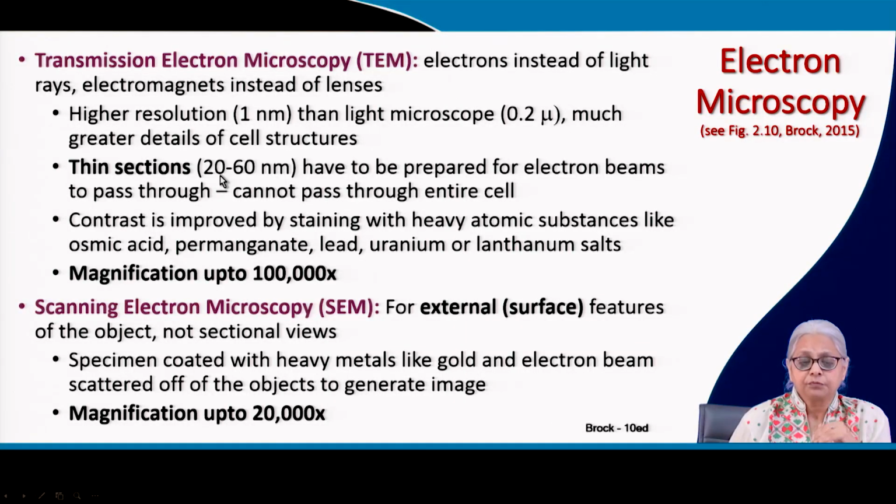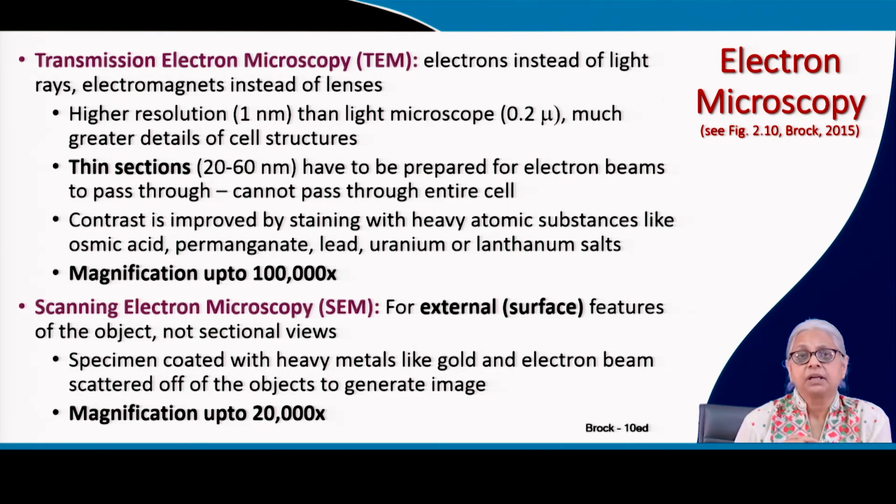Thin sections of 20 to 60 nanometers have to be prepared for the electron beams to pass through. They cannot pass through an entire cell. And for creating the sections, you need a fair amount of preparation. Preparation of the sample is done by staining with heavy atomic substances like osmium, permanganate, lead, uranium, or lanthanum salts. The first thing you do is stain the section, which improves the contrast and so on. Like I said, the magnification is around 100,000 times.